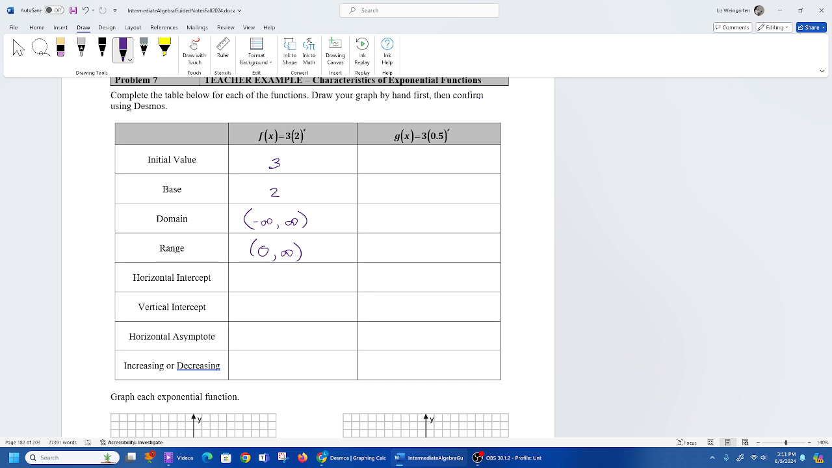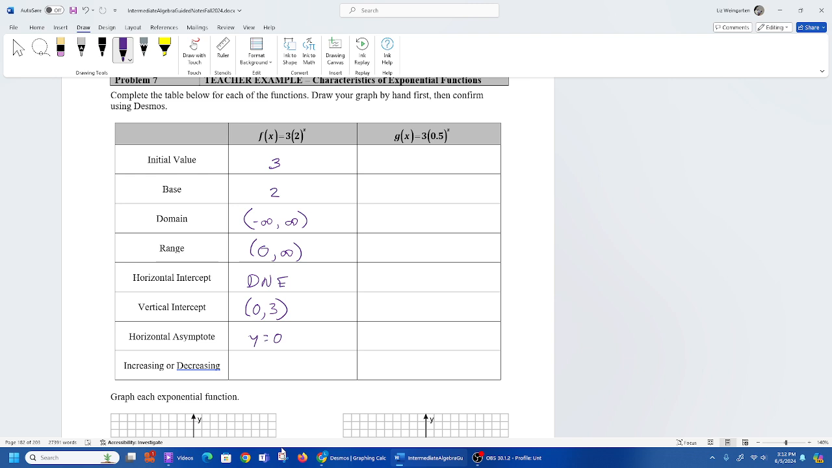The horizontal intercept. Is this ever going to cross the x-axis? No. Every single time, the horizontal intercept does not exist. The vertical intercept, however, does. That's our initial value. So when x is equal to 0, y is equal to our initial value, 3. The horizontal asymptote, that is the number that it is getting closer and closer to, but never touching. This is a line, y equals 0.